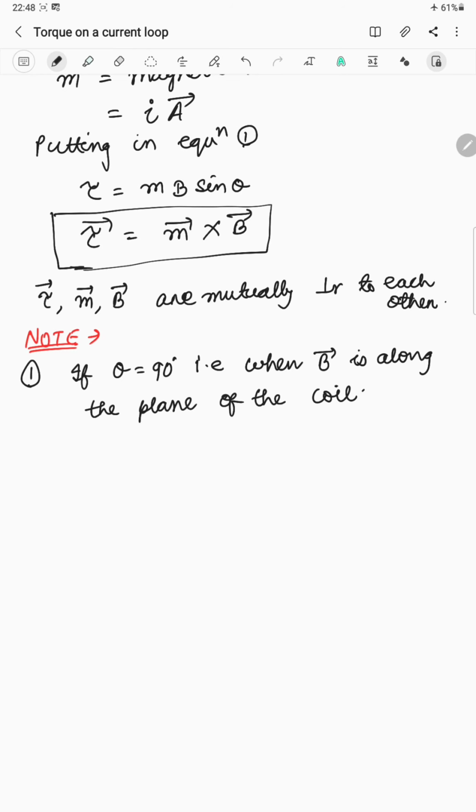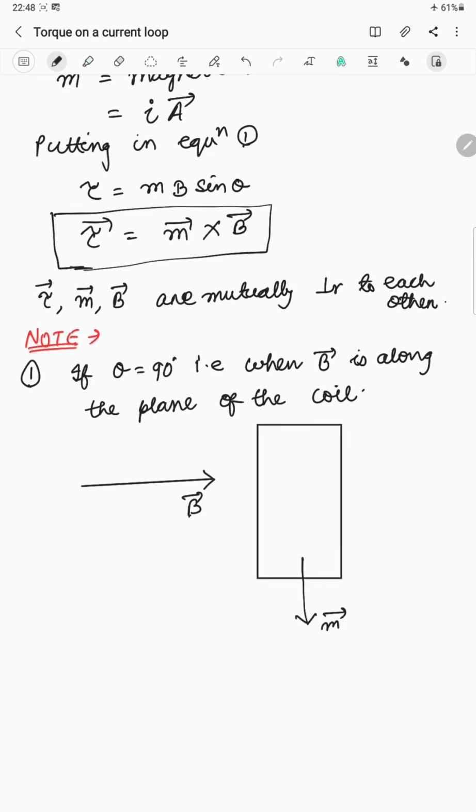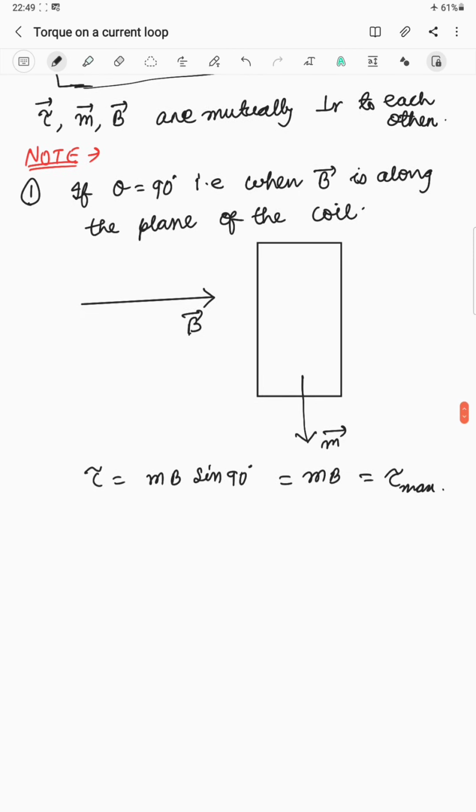I can show this using a diagram also. If you have this as the plane of the coil, we'll have this, and you have got your magnetic field in this direction, B vector. Your M vector will be along this, but this will be the plane of the coil. Then torque will be how much? Tau will be mB sin 90. So what does it mean? It is mB, which is maximum torque. Followed? Clear?